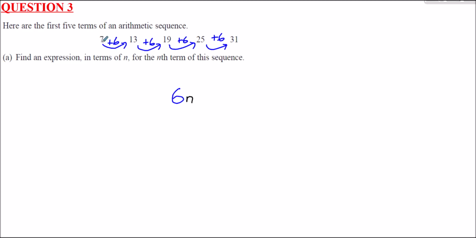However, this sequence here is actually starting off 1 higher than what the 6 times table starts as. The 6 times table, as you know, starts with 6. This number's 7, so it's actually 1 higher than the 6 times table. So 6n, because it's going up in 6s, plus 1, because it's 1 higher than the 6 times table. So we just have 6n plus 1.